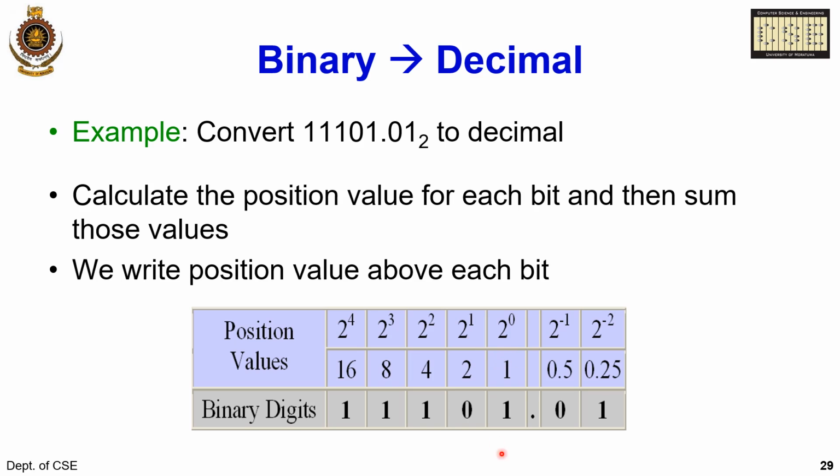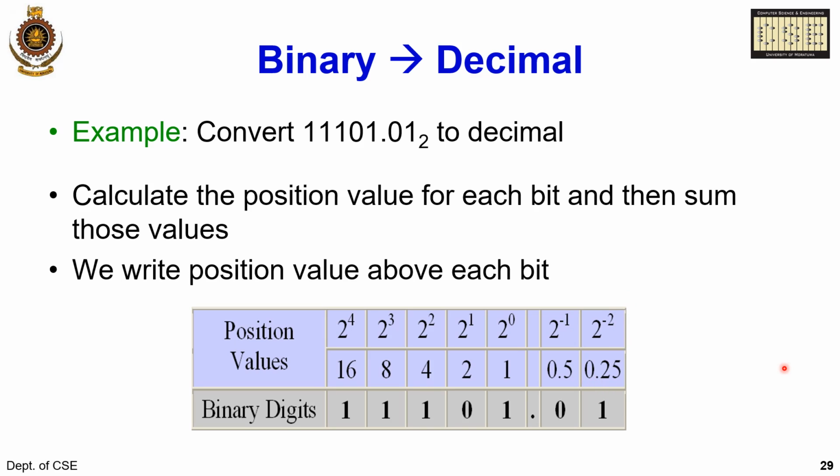So in position 0, 2 to the power 0, position 1, 2 to the 1, the most significant bit 2 to the power 4, then beyond the binary point we have 2 to the power -1, next 2 to the power -2. So these are the positional values. When you expand it, 2 to the power 4 is 16, 2 to the power 3 is 8, like that. 2 to the power -1 is 0.5, 2 to the power -2 is 0.25.